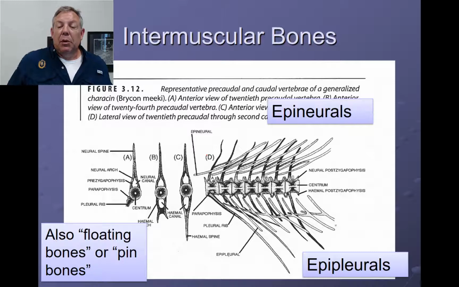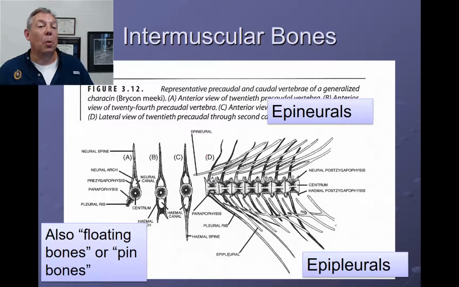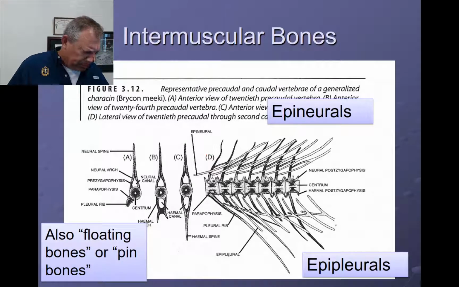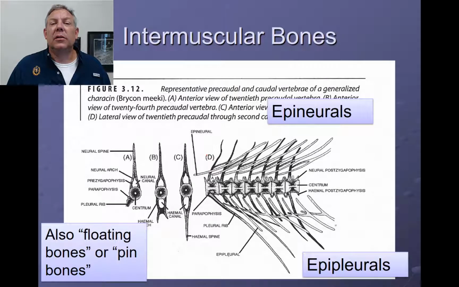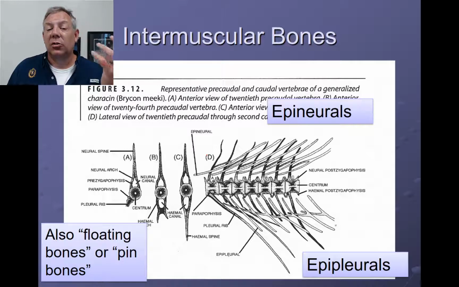The epineurals and epipleurals are also called intermuscular bones. More commonly, these things are called floating bones or pin bones, and they're found in species like pike, and also the silver carp and the bighead carp are famous for having these. These are thin little bones in the meat, and these make eating fish difficult. A lot of people don't like eating fish because they don't like the bones. And when they're talking about they don't like the bones, they're talking about these. These are bones that are intermuscular. They're not attached to the rest of the skeleton.